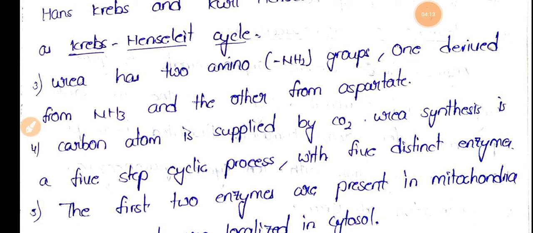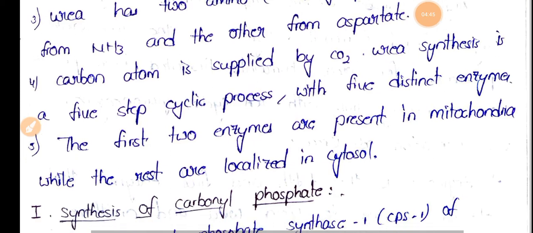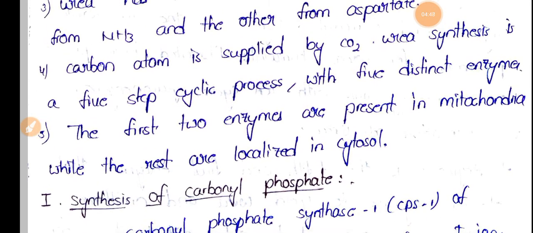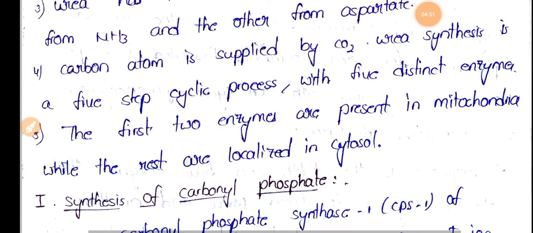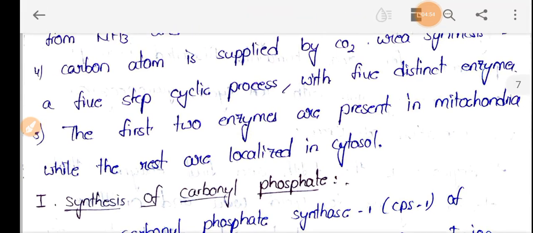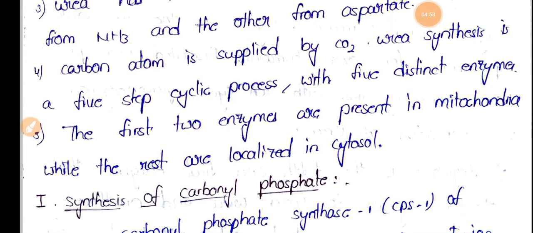Urea has two amino groups, and of these two, one is derived from NH3 and the other is derived from aspartate. This NH2-C=O-NH2 is the urea structure, and the two NH2 groups come one from NH3 and another from aspartate. The carbon atom is supplied by CO2. So the carbon present in urea is donated by carbon dioxide.